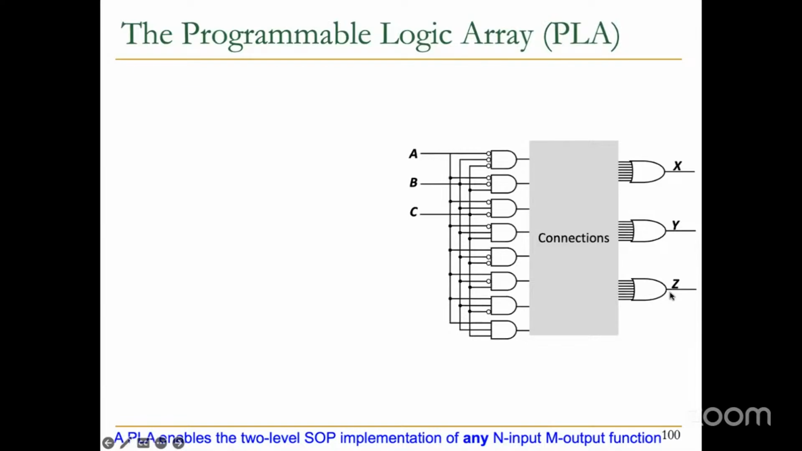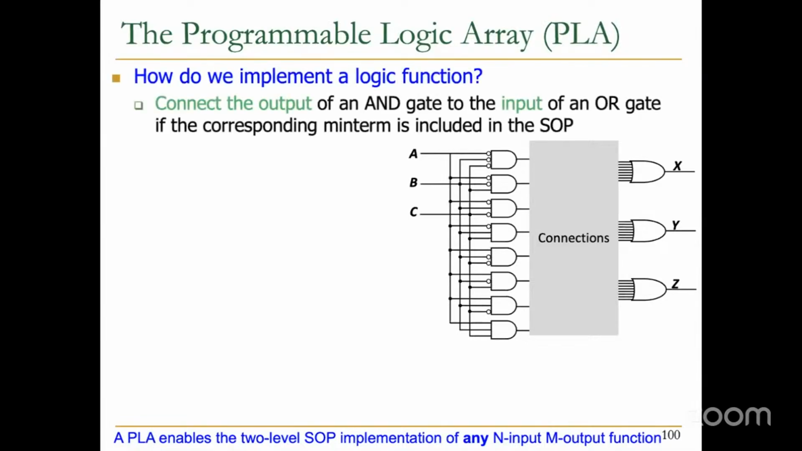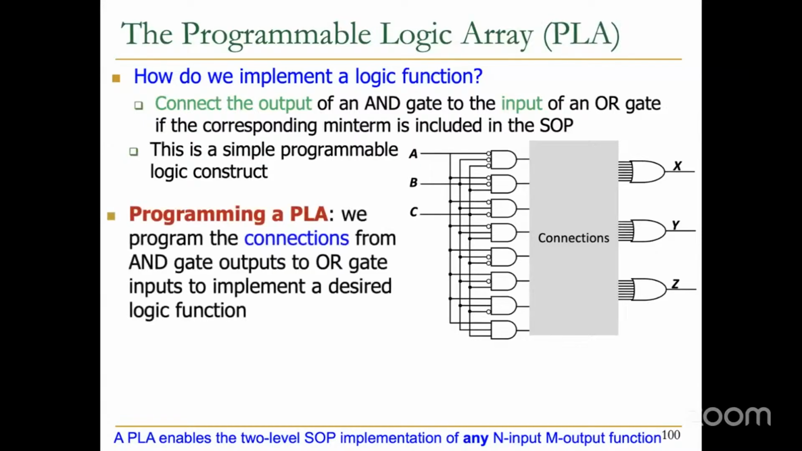Okay, so let's take a look at it. What do you do to implement a logic function? You connect the output of an AND gate to the input of an OR gate if the corresponding minterm is in the SOP. It's kind of a no-brainer, right? Basically, we're implementing the SOP directly in hardware by connecting the minterm to the OR gate. And this is a simple programmable logic construct.